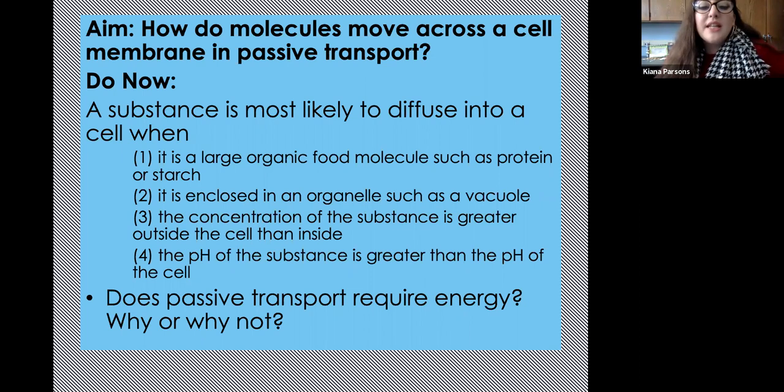Second question: does passive transport require energy? Why or why not? No, passive transport does not require energy. Passive transport is diffusion, which does not require energy and happens as a sort of natural consequence of this concentration gradient.